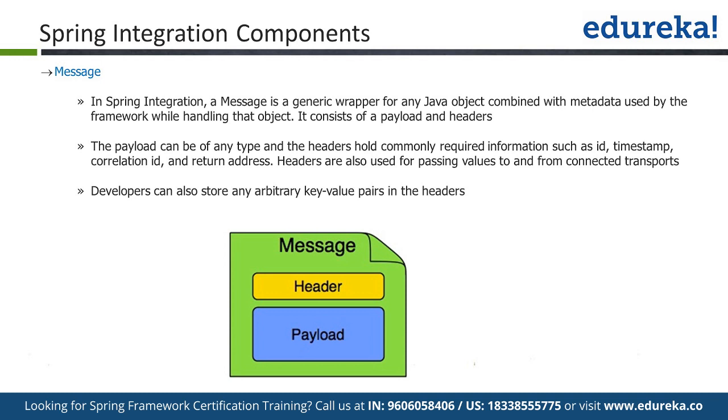The payload can be any type, and the headers hold commonly required information such as ID, timestamp, correlation ID, and return addresses. You can also use headers to pass some values which you would like to use at the receiving end. So developers can also store any arbitrary key value pairs in headers, if you want to, for some kind of operations. If you want to compare this with something already known, it's like the dispatcher servlet or your controllers, where the request comes in with a header, and you have some information in the request header, some keys, IDs, and things like that.